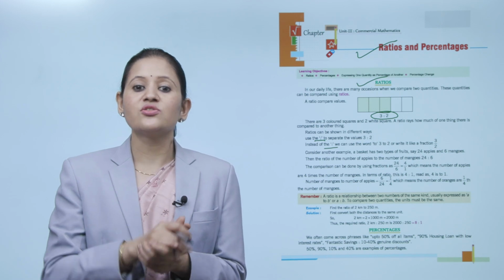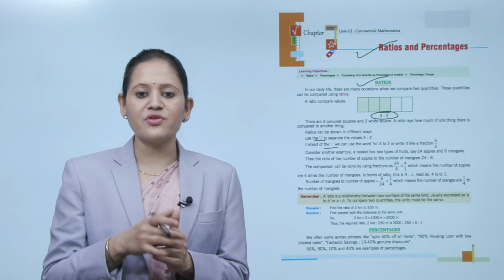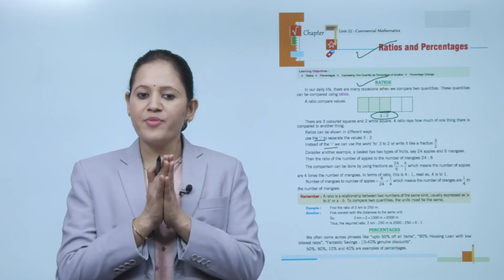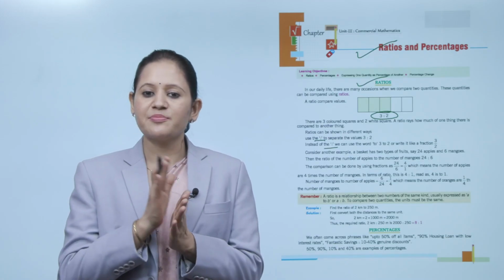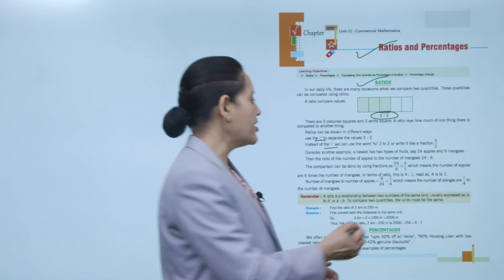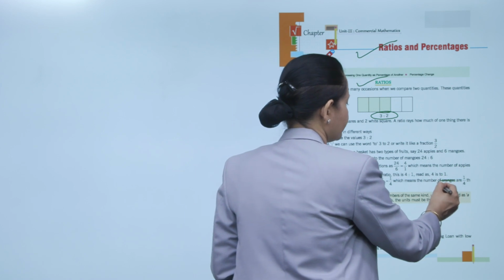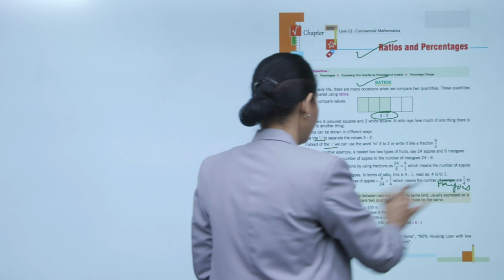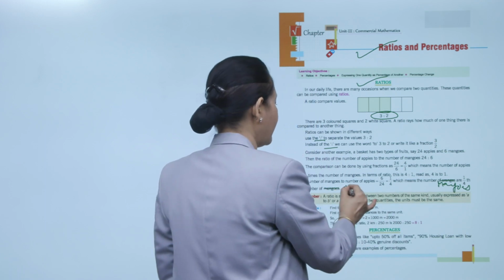Number of mangoes to the number of apples, that is 6/24. Fraction में हो जाएगा 1/4, which means the number of mangoes is 1/4 of the number of apples.